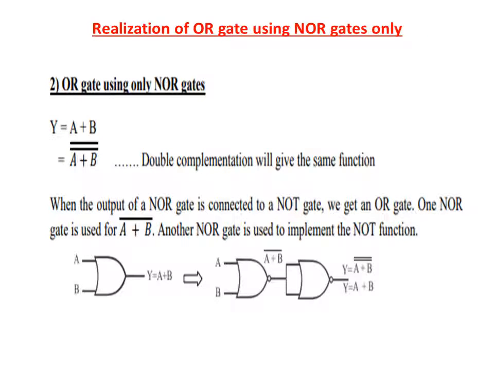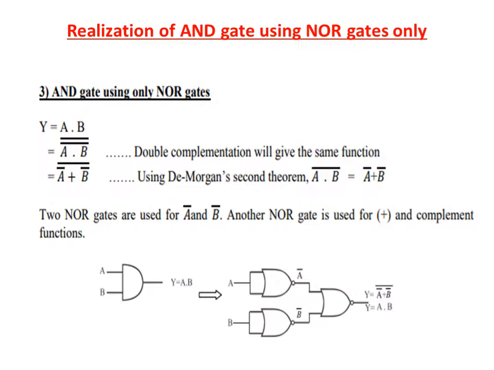Realization of OR gate using NOR gates. The OR gate output expression is y is equal to a plus b. Now we take the double complementation, (a plus b) the whole bar. So for the implementation, the two inputs a and b are given to one NOR gate. So we get the expression at this point as (a plus b) the whole bar. Now we connect a single input NOR gate. The output at this point is y is equal to a plus b. The double complementation is equal to a plus b.